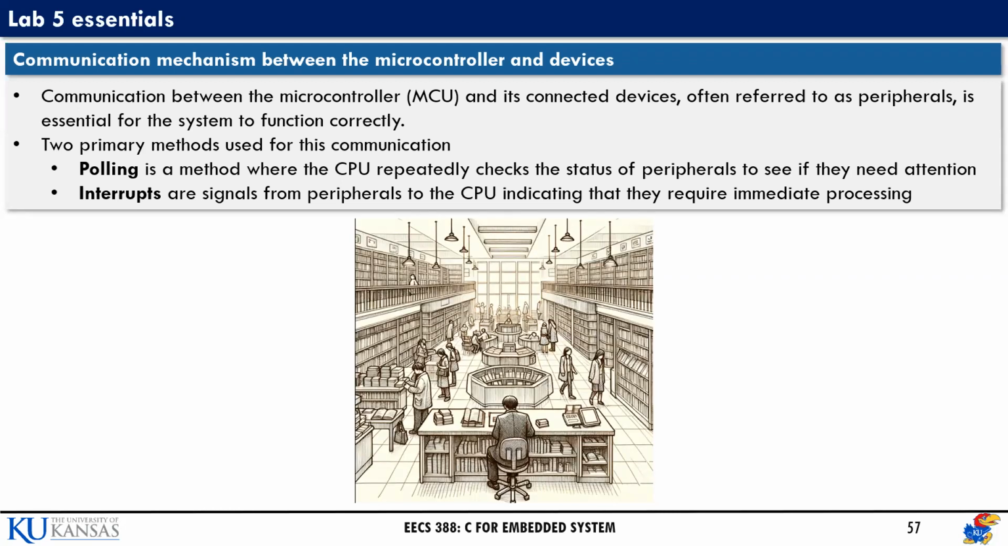The cons are, if many visitors are pressing their call buttons simultaneously, for example, the librarian might be overwhelmed and need to prioritize which request to respond to first. This can lead to delays in assistance, similar to a microcontroller handling multiple interrupts. So now we know how these two primary methods of communication work, that is polling and interrupts.